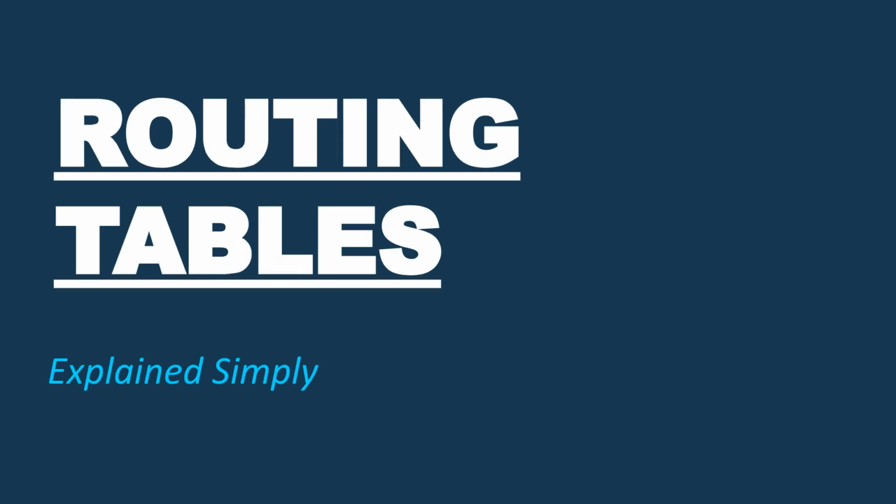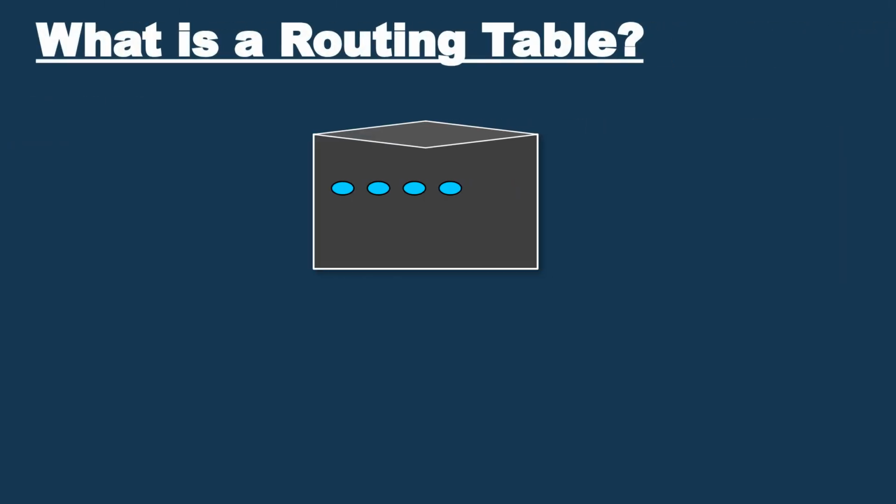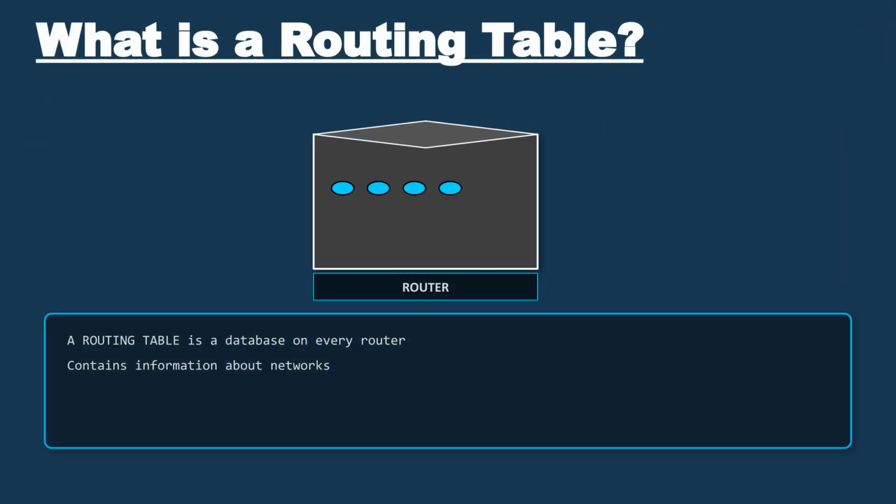Explained simply. Routing tables are a fundamental part of how data moves across networks. What exactly is a routing table? It's a database on every router that contains information about networks. Think of it as a map that guides data packets to their correct destination.